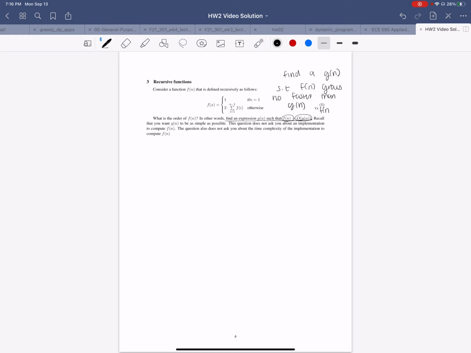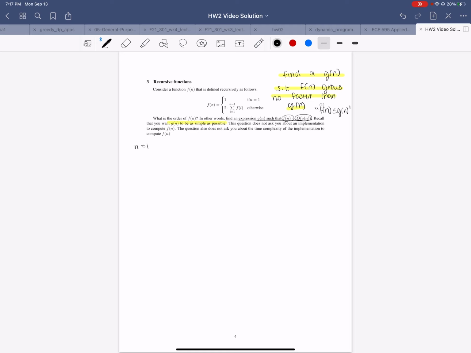And if I were to say that informally, this is how I would say it. And it's pretty important to consider. And also note that it does ask you to be as simple as possible. So I think the best way to start out would be to see how this function turns out.